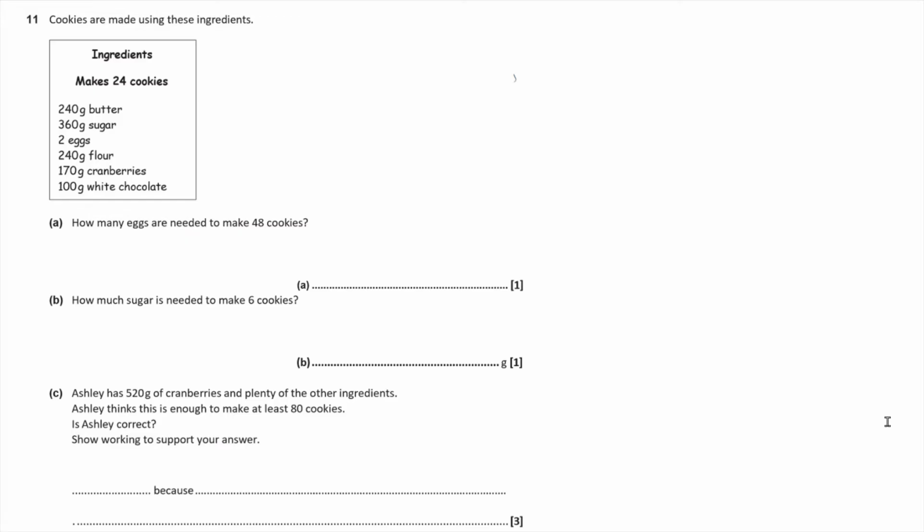Okay, so the ratio of cookies to eggs is 24 to 2 in the main recipe. Look, so I've got 24 goes with 2. Now we want to know how many eggs go with 48 cookies, so we're going to have to double up our recipe here. So if I times that by 2 and times that by 2, I'm going to get that I need 4 eggs. Okay, so how many eggs do I need for 48 cookies? I need 4.